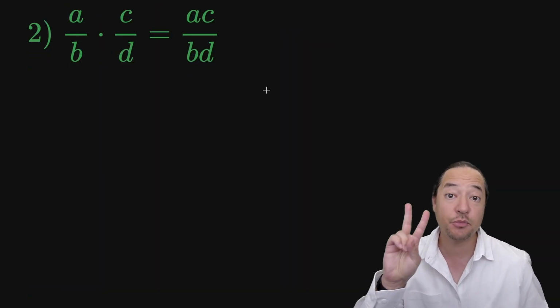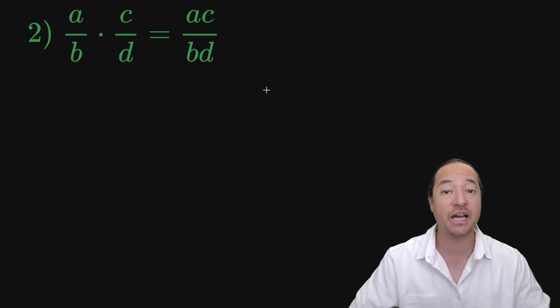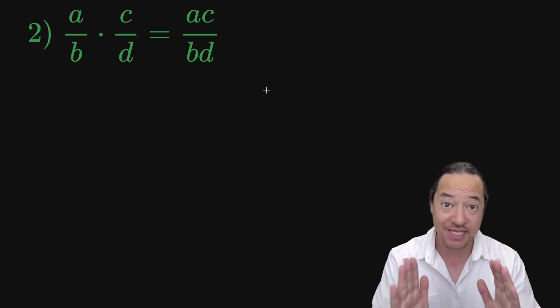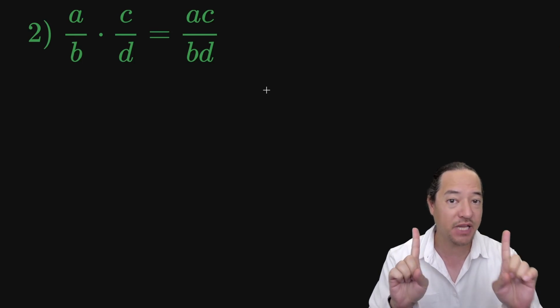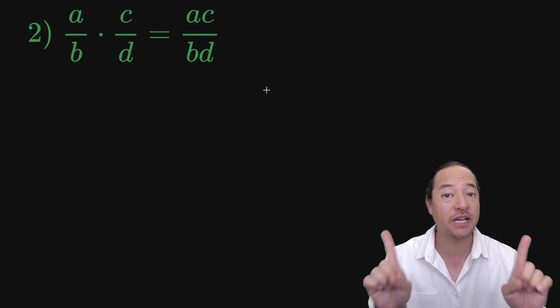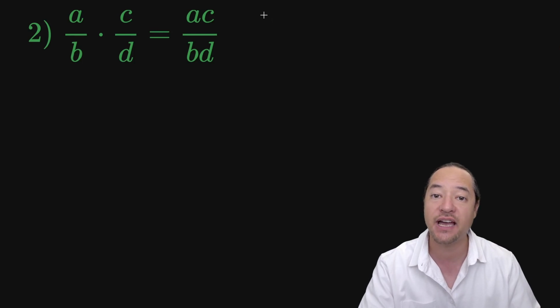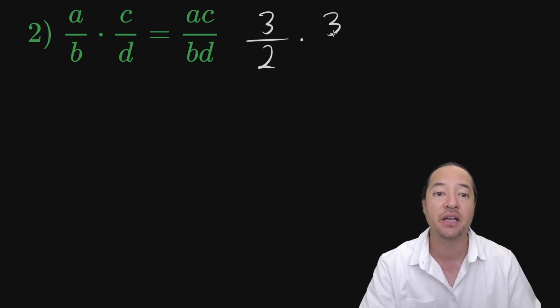All right, property number 2 here is all about multiplying fractions, and it turns out multiplying fractions is very easy. If you know how to multiply two numbers, you know how to multiply two fractions. Let me show you. So let's say we have 3 over 2, and we want to multiply this by 3 over 4.